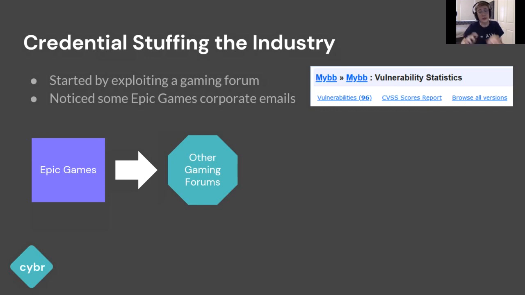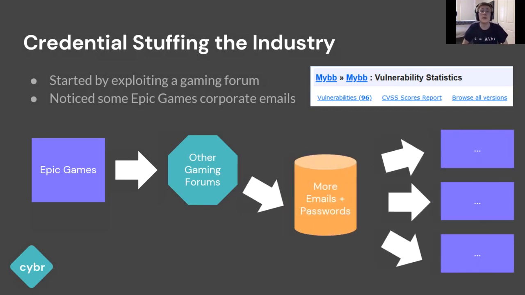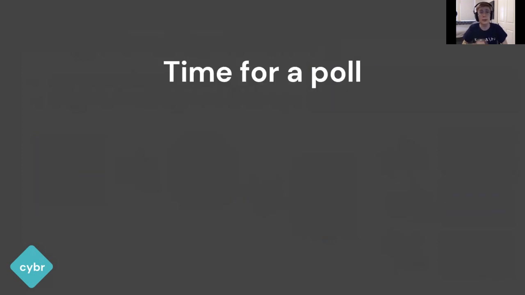And then using those credentials, they were able to basically log into so many different internal networks for other gaming companies that were on those gaming forums that they exploited with the Epic Games credentials. So this includes, again, Microsoft, Activision, basically everyone. Everyone got wrecked by this. It's insane how much they did that.